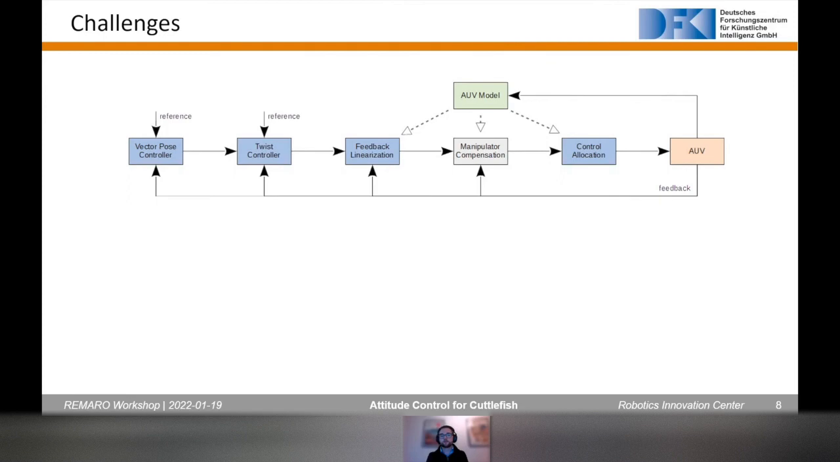In the case of this AUV, where we want to control the position, the orientation and the velocity of the AUV, the cascade essentially consists of a pose controller and a nested velocity controller or twist controller. And then there are a few more components which I'm going into. But essentially the idea here is that the pose controller calculates a reference for the twist controller, and the twist controller then calculates a reference for the AUV, or in this case, lower level controllers.